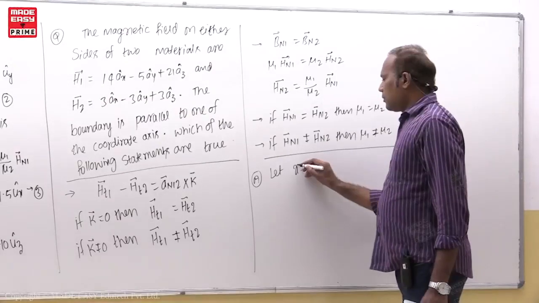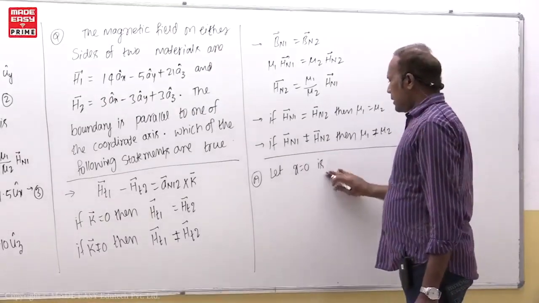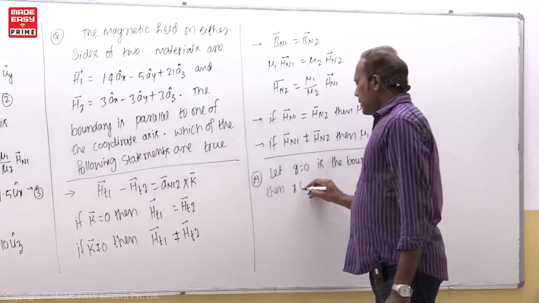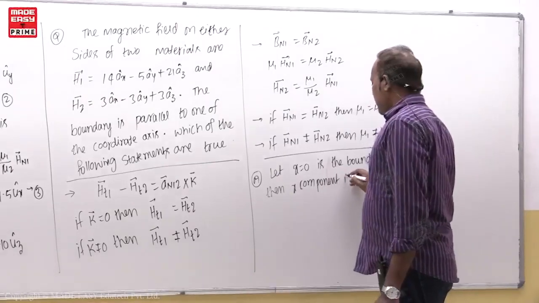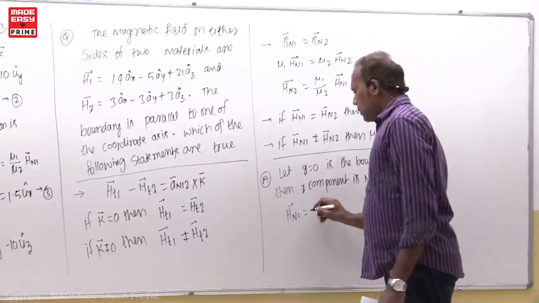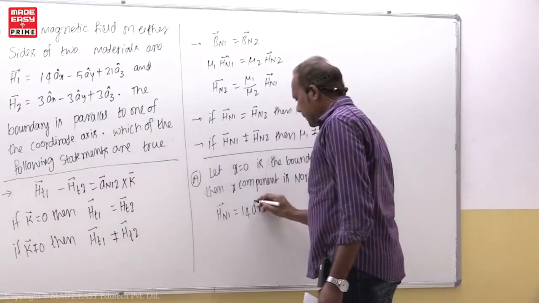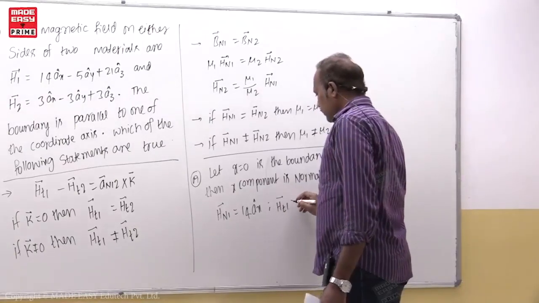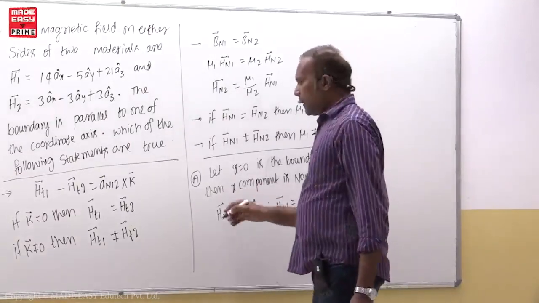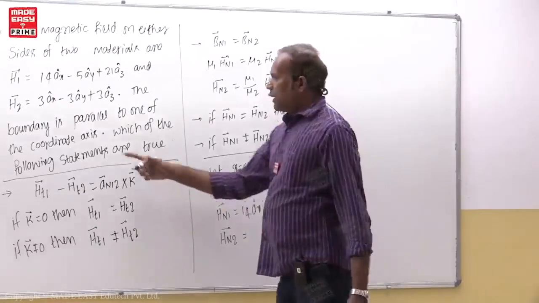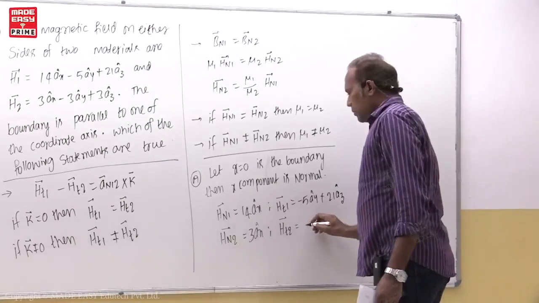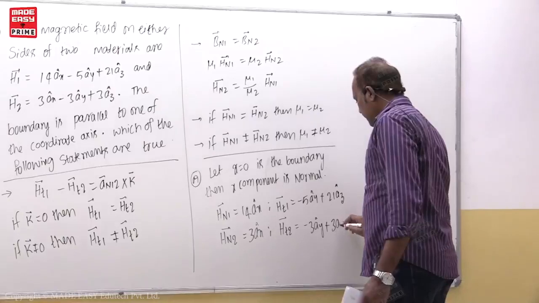So let x equal to 0 be the boundary. Then the x component is the normal component, students. That means hn1 is equal to 14 ax, and the remaining ht1 is minus 5 ay plus 21 az. Similarly, hn2 is equal to the x component, the normal component, that is 3 ax, and ht2 is equal to minus 3 ay plus 3 az.